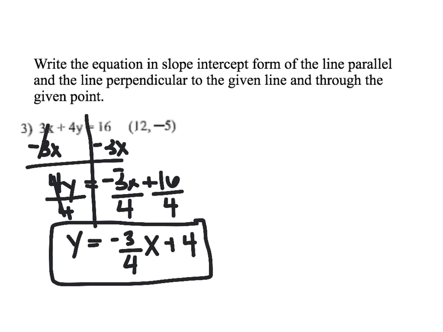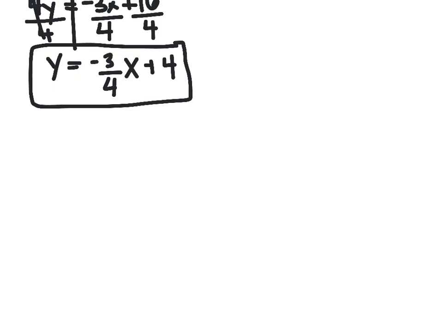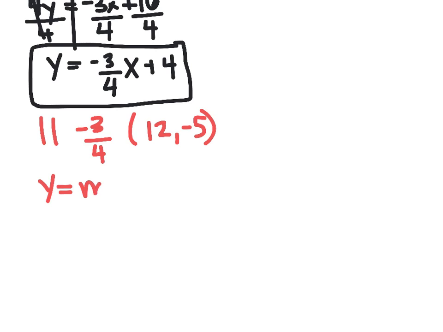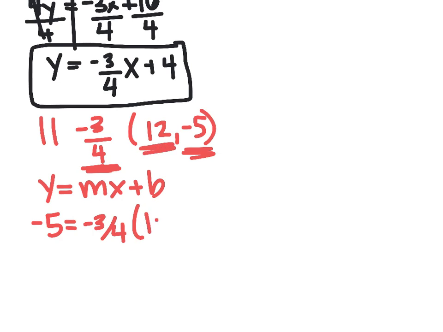Okay? Alright, so let's find the line parallel to this. Okay? Parallel uses the exact same slope. So for parallel, we'll be using the slope negative 3/4, and we'll still be using the point 12, negative 5. Alright, so y equals mx plus b. Y would be negative 5 equals m, the slope would be negative 3/4. X would be 12, and b, the y-intercept, is what's missing.